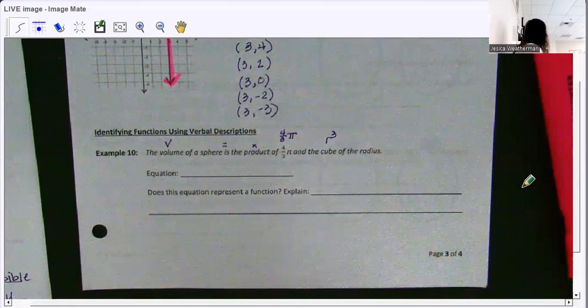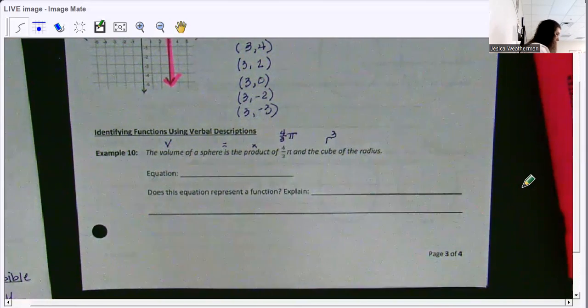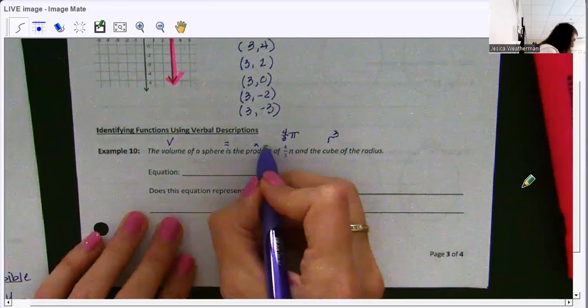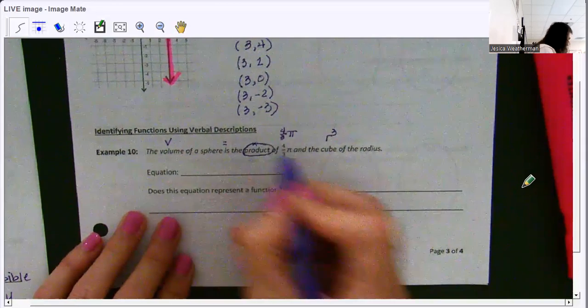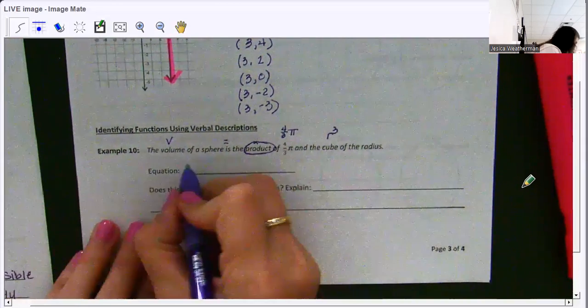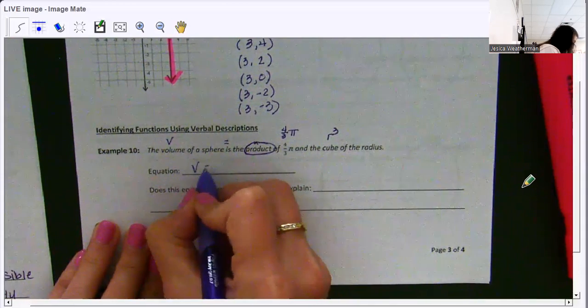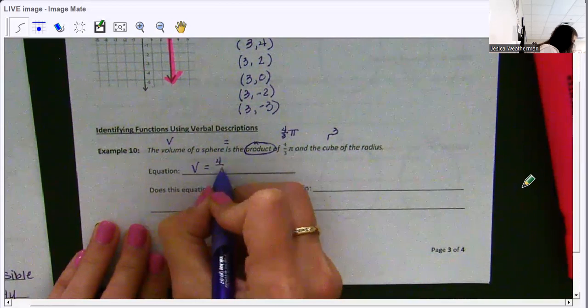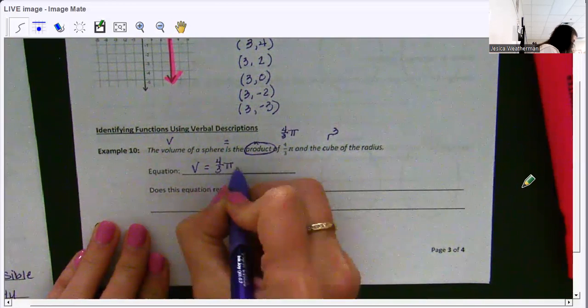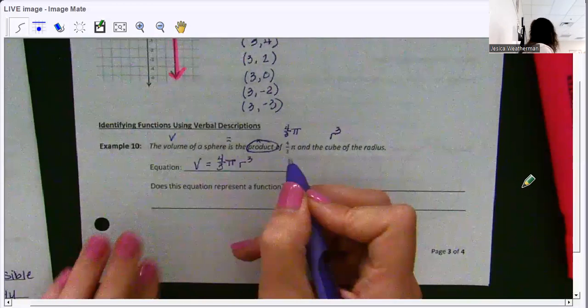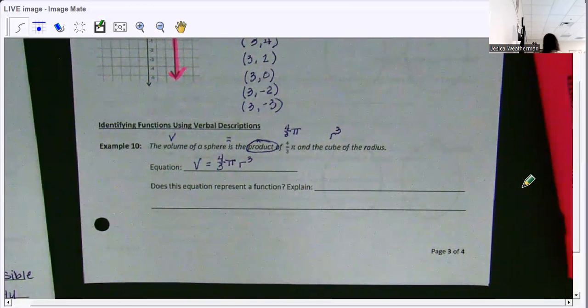We've just pretty much put that in the order that it needs to go. So product, we don't need to write that multiplication symbol. So let's write out the formula. V equals 4/3 pi times R cubed. Okay. Think of our slope-intercept equation. If we put a value into X, will we always get a different Y?